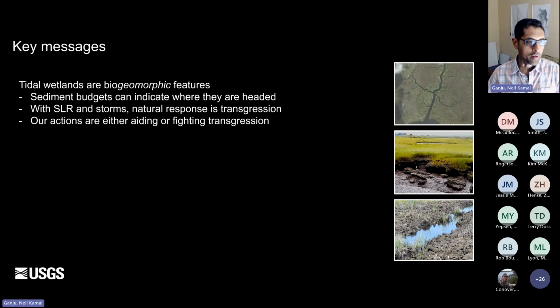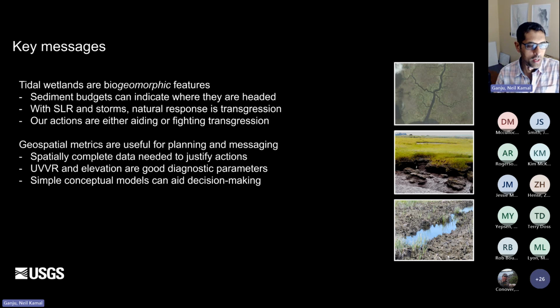Another key message that I want to deliver is that with sea level rise and storms, the natural response of a salt marsh system, of a barrier island, any coastal system, is transgression, which means rolling back landward along that ocean-land continuum. So that's the natural response. And I found it helpful when I am thinking lately about restoration management actions to try to decide, okay, is that action something that is actually aiding the transgression process? Is it moving landforms in the landward direction with sea level rise and storms, or are we trying to fight it? And I will give examples, obviously. I'm sure all of you can name examples of both of those cases.